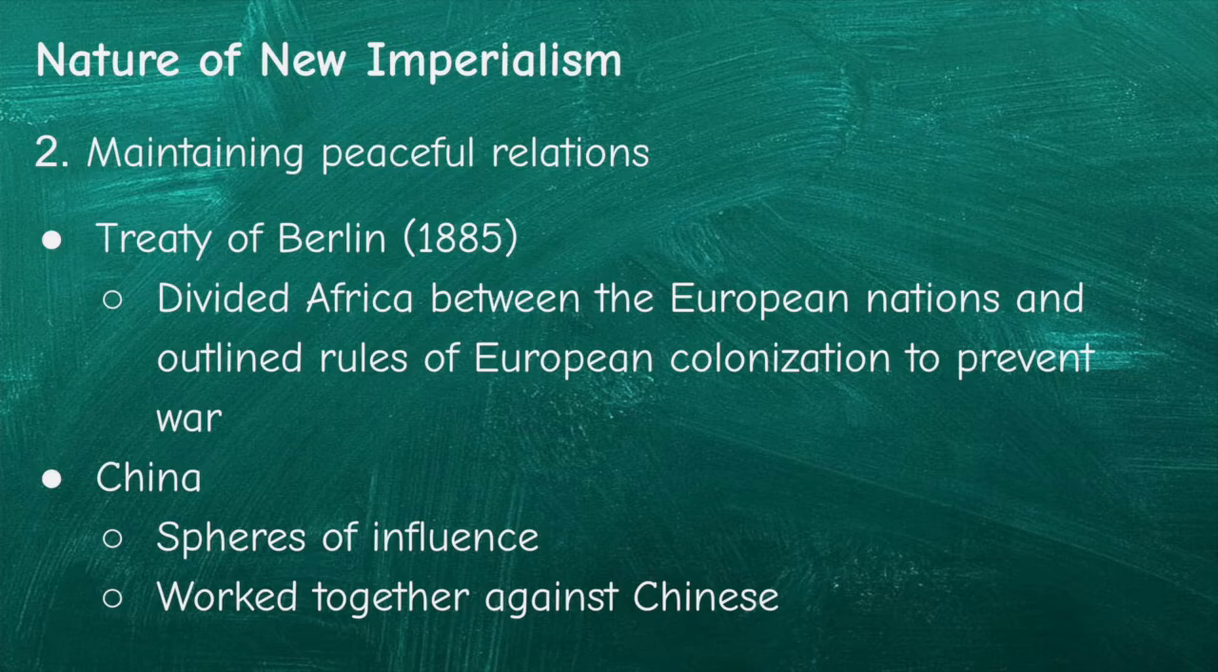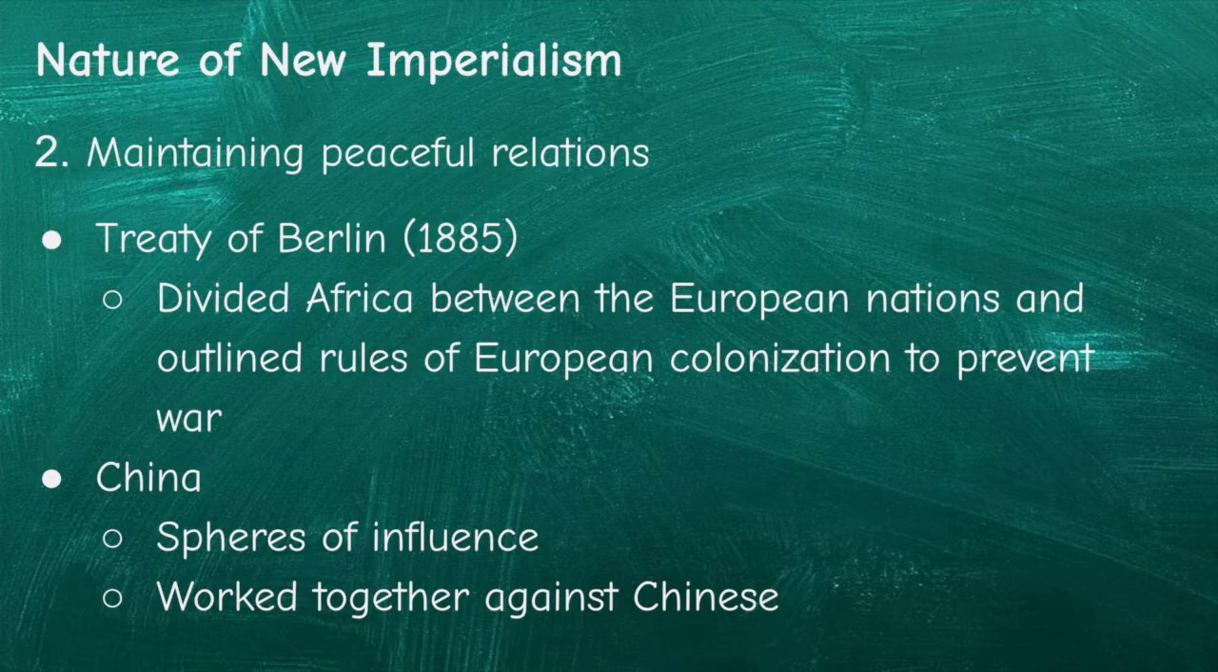Additionally, another aspect of new imperialism was that it helped maintain peaceful relations, actually. New imperialism was seen as a way to prevent war between the European countries. They were to play out their rivalries externally in the colonial sense without actually threatening war within Europe.